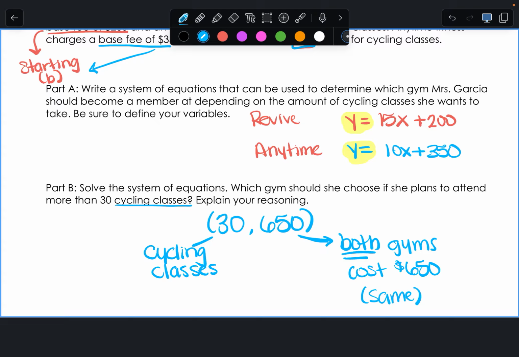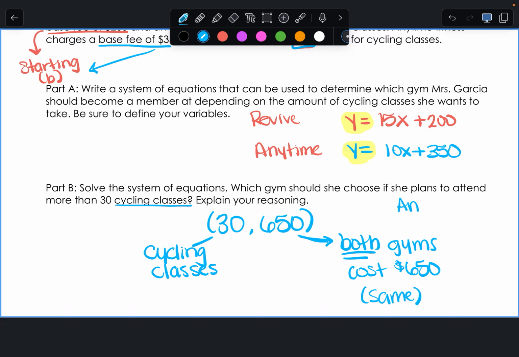So after that, once you find that solution, which one would you choose? Which gym would you choose? The second, Revive. Why the second one, Kennedy? Think about it. How much does each cycling class cost? $10 versus 15. After 30 cycling classes, they're going to cost the same anyway. So which one would you choose? The cheaper class.